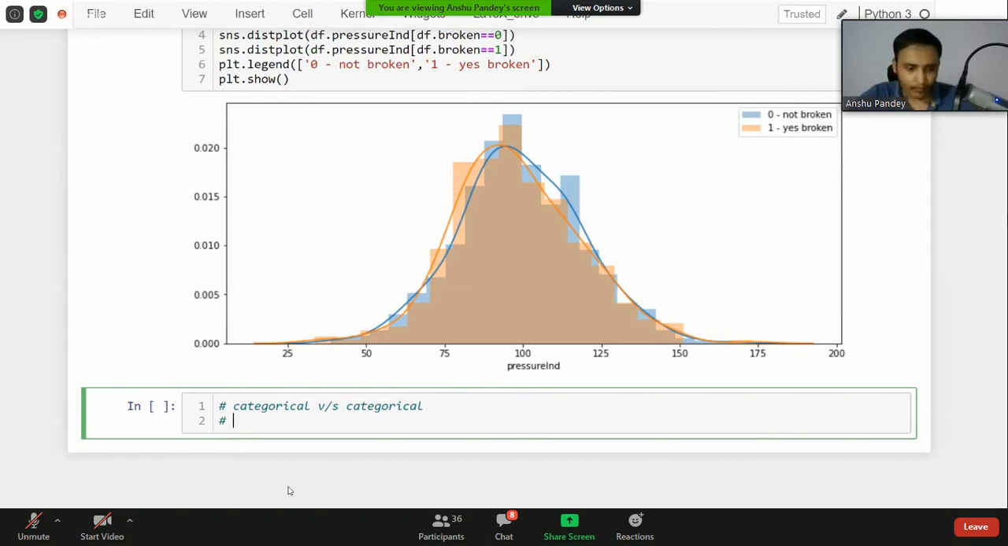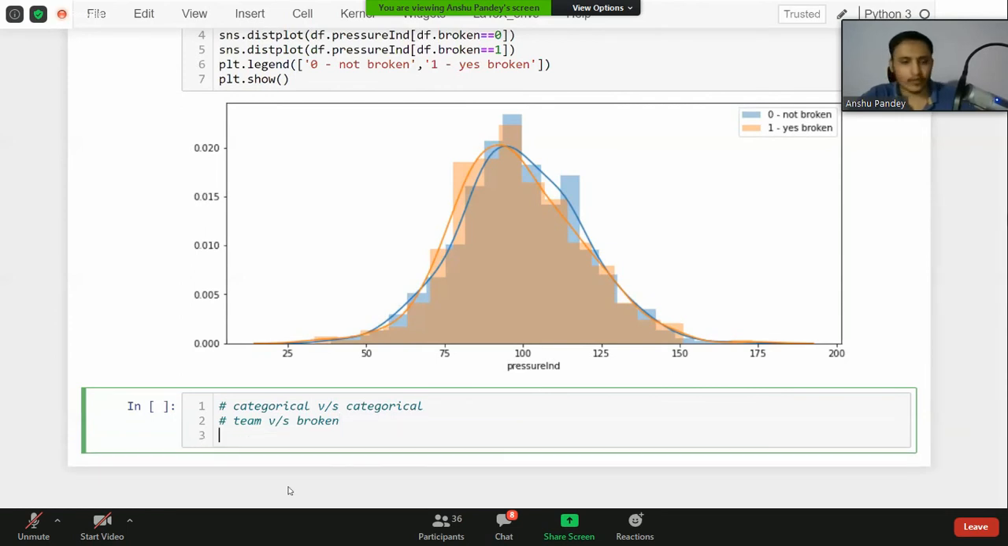So let's say that I want to compare maybe team versus broken. We have team as a categorical attribute, so we want to analyze how teams are impacting the machines which are damaged or not damaged, right? That's one of the analyses we want to see. Well, we can use a graph called a bar plot, that's one of the ways to do it. The other way is a method called count plot.